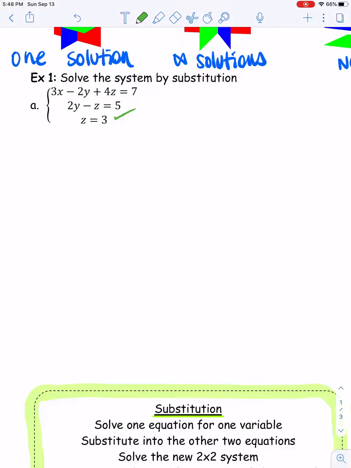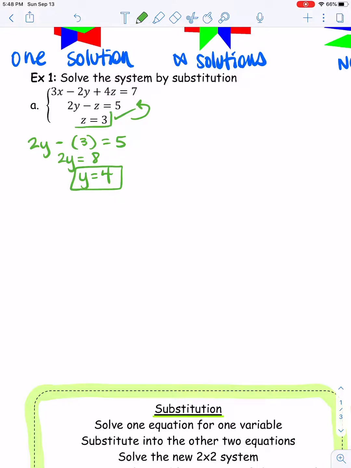So I can now substitute that value in for everywhere I see a z, and then solve for those other two variables, x and y. I'm going to work my way up. I'm going to start with 2y minus z, which is 3, equaling 5. Then I would add my 3 over to get 2y equals 8, and so y is equal to 4. Now I know my y value.